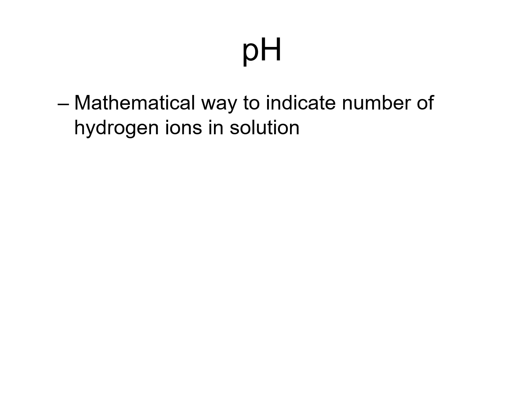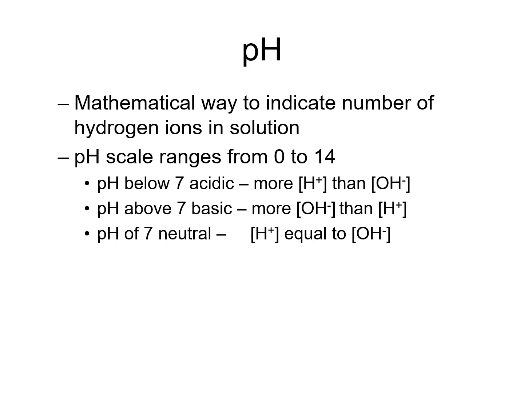pH, which literally means potential of hydrogen, is a mathematical way to indicate the concentration of hydrogen ions in a solution. pH ranges from 0 to 14. pH below 7 is considered acidic, where the concentration of hydrogen ions, in this bracket means concentration, so the concentration of hydrogen ions is greater than the concentration of hydroxide ions.